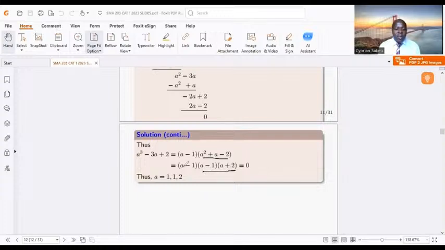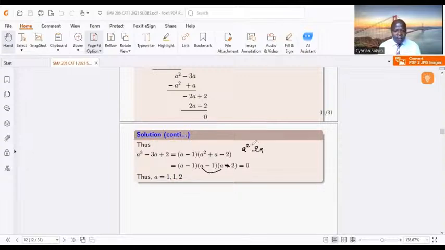So then what I now have is A minus 1 times A minus 1 times A plus 2 equals 0. So what does that give us? Equate this part to 0, which means that A will be 1. Equate this other part to 0, it means again A will be 1. And equate this other part to 0, A is supposed to be negative 2.